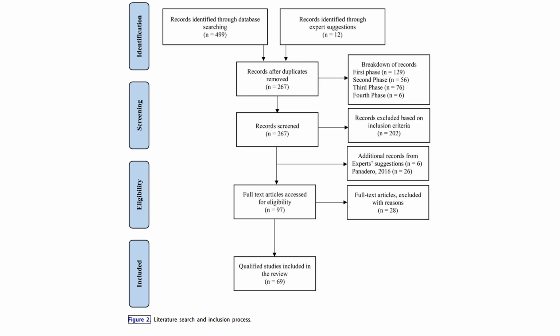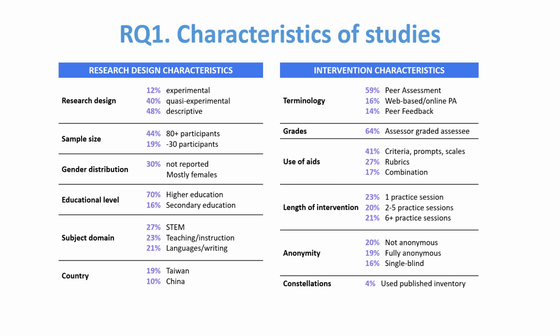Here I am showing the usual figure to show the numbers of included papers. We started with around 500 hits, and we ended up including 69 studies in this review. When it comes to our results in terms of the characteristics of the studies, you can see a summary in this slide. For example, we summarize things like the research design, with most of the studies being descriptive or quasi-experimental, or for example, with 41% of the studies using aids such as criteria, prompts, and scales, 27% rubrics, or 70% a combination of them.